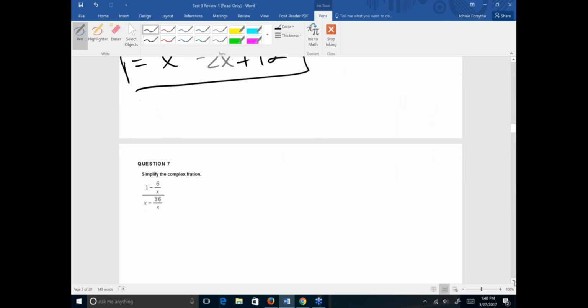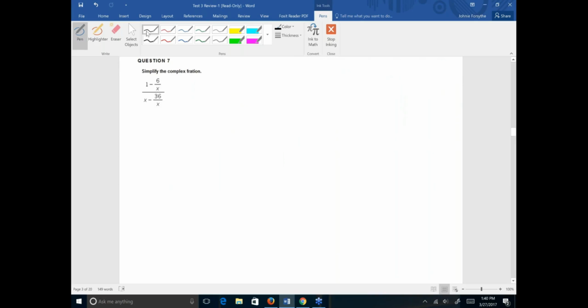Question 7. Simplify the complex fraction. Spelling error. That's why I'm a math teacher, right? Fraction. Okay, so least common denominator. So you could actually use a couple of ways, but I think the most direct way would be to get the least common denominator for the entire fraction and then multiply everything by that. The numerator here, we have a 1 minus 6 over x. So the denominator for the 1 is just 1, and then we have a denominator of x. So right now we need to definitely include x in our least common denominator.